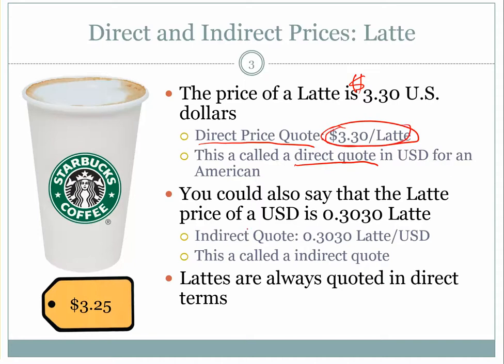Now you can also say that the latte price of $1 is 0.303 lattes per dollar. In other words, if I took 1 over 3.3, I would get 0.3 lattes per dollar. So we can say an indirect quote of a latte is 0.3 lattes per dollar. This is kind of a strange way of thinking about it, but I could buy $1 with about a third of a latte, or I can buy one latte with $3.30. Luckily, in America, lattes are always quoted in direct terms.